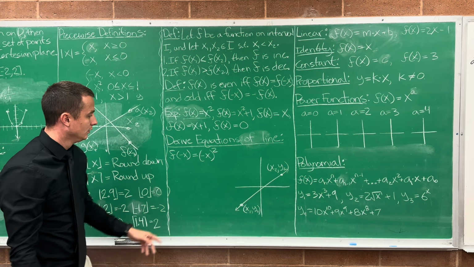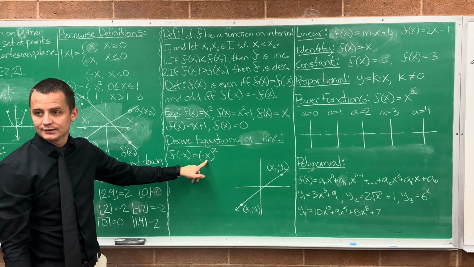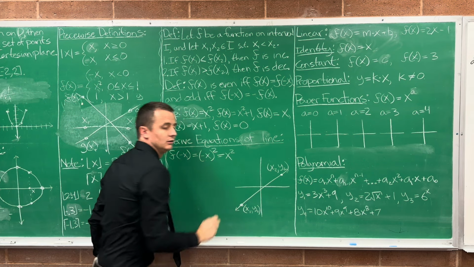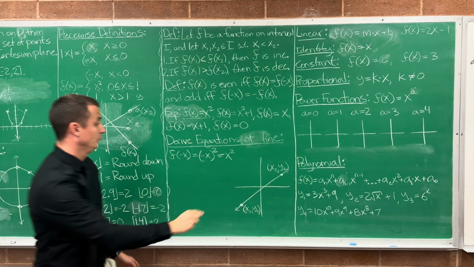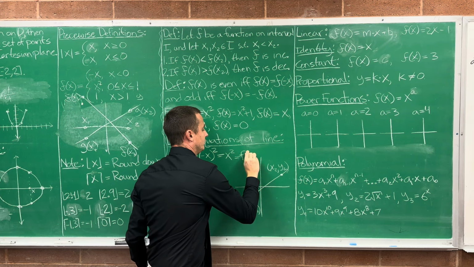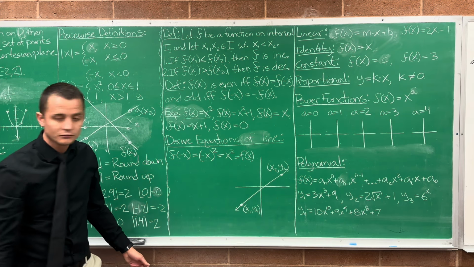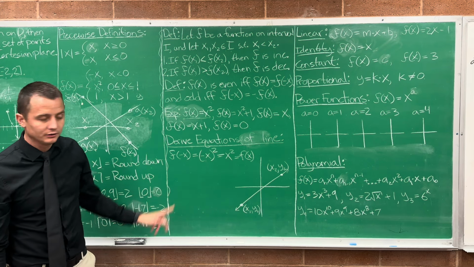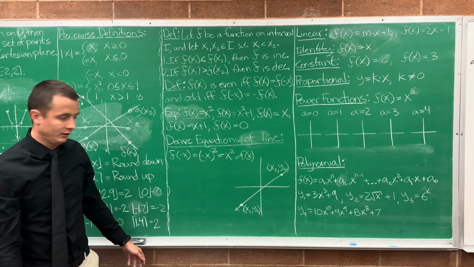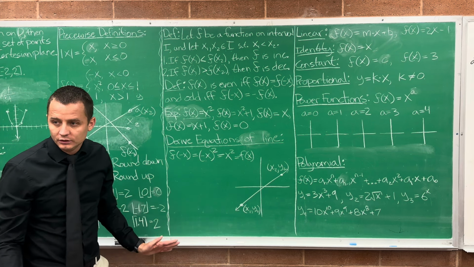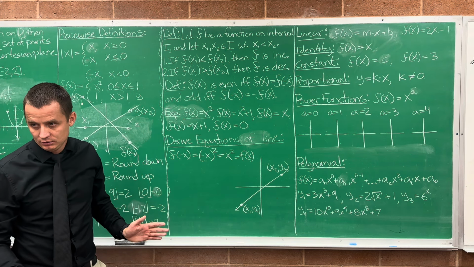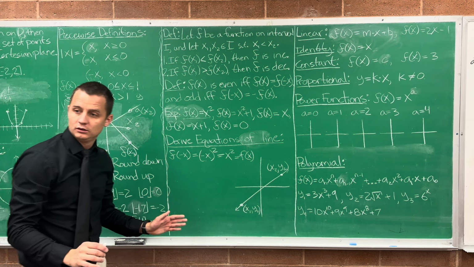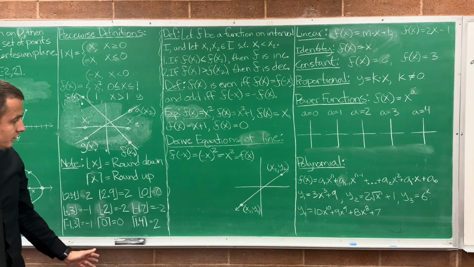What's negative x times negative x? Positive x squared. Negative 2 times negative 2 is positive 4. Why are you keeping the square? Because it's still squared.